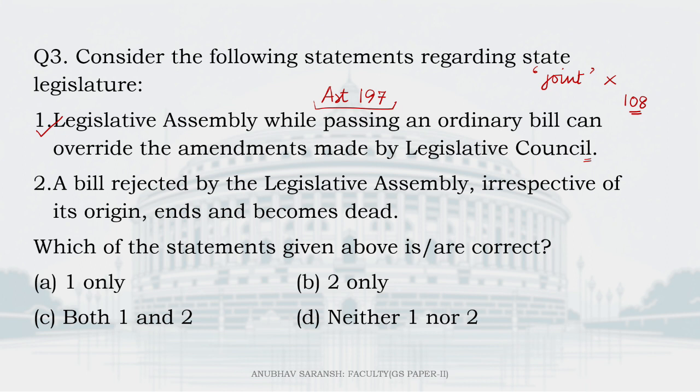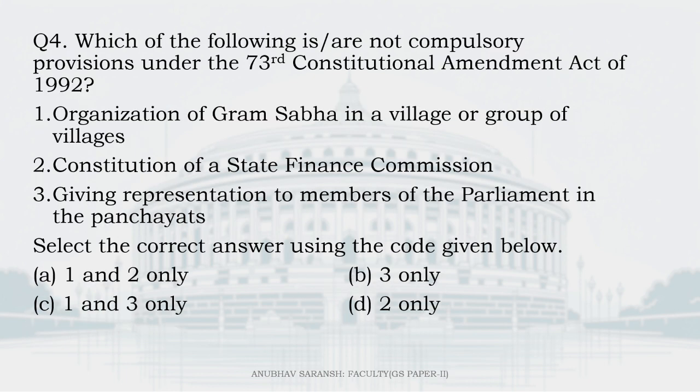Right? Second one, a bill rejected by the legislative assembly, irrespective of its origin, ends and becomes dead. That's also correct. Ultimately, if the assembly does not approve of a bill, the bill ends. As I said, no concept of joint sitting. So which statements are correct? Both the statements are correct. Moving on to question number 4.